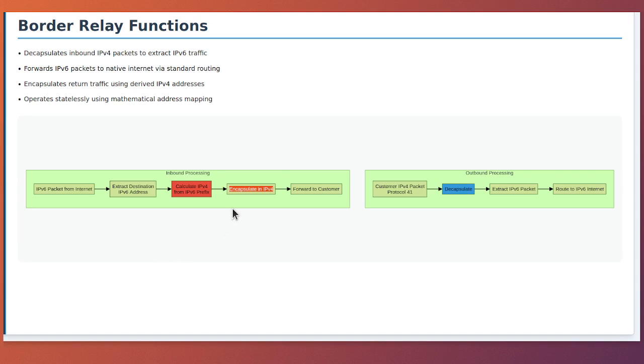They need excellent connectivity to both the IPv6 Internet and the ISP's IPv4 network. Many ISPs deploy multiple border relays for redundancy and to distribute load.